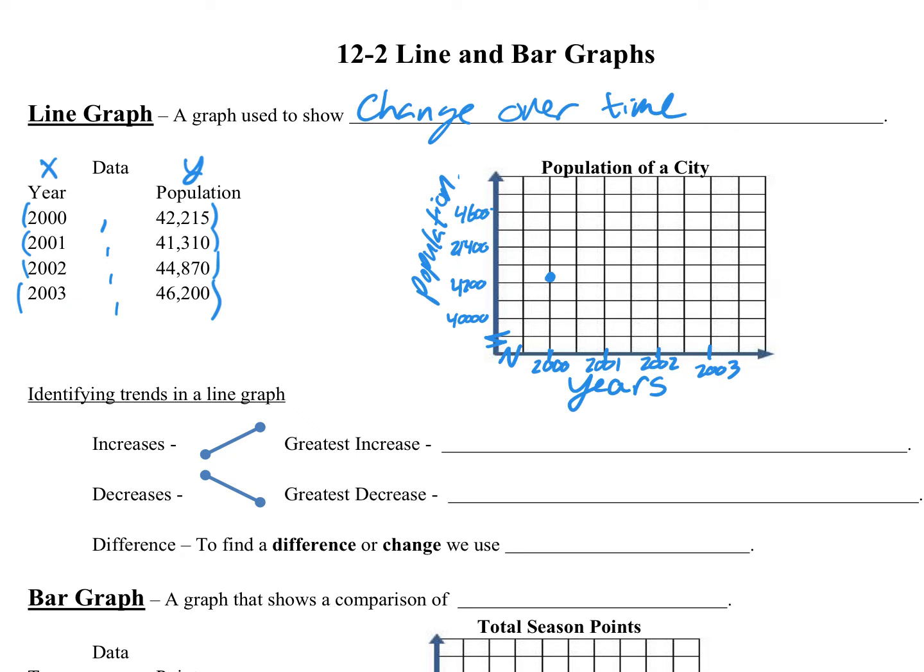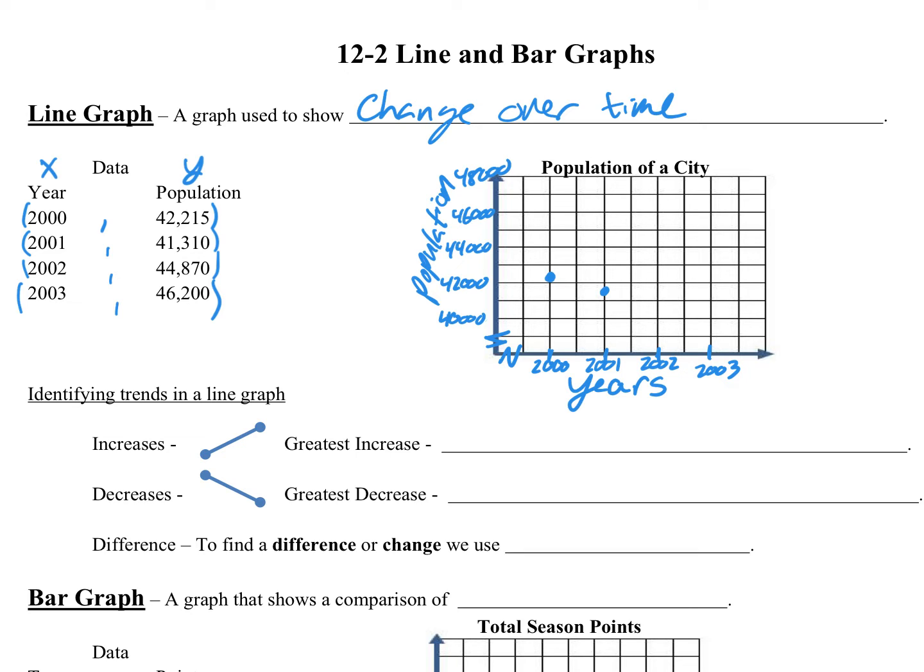And I just realized I have to change my intervals here. So let me take a moment. I didn't quite write these right. This should be 42,000. There we go. I had missed a couple of zeros on my y-axis. Okay, so then 2001, we got 41,300. So that would be approximately here.